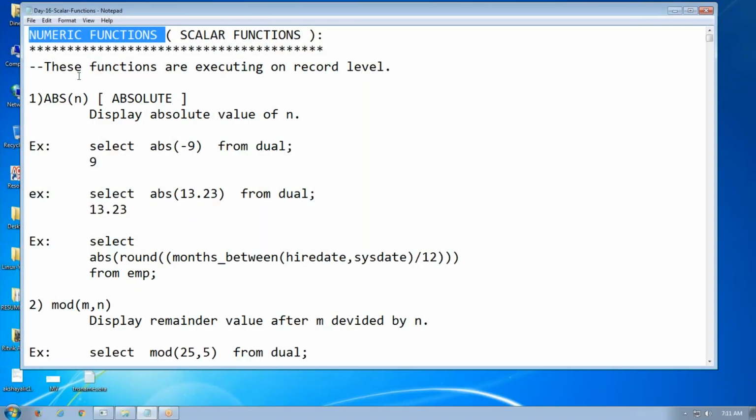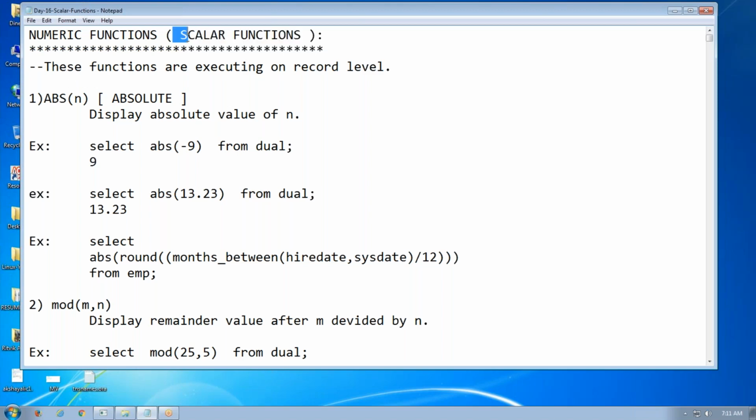Today we are discussing numeric functions, under the scalar category. What is a scalar function? It executes on a single value or a group of values. But finally, if it is executing on n number of values, it will print n number of output values.